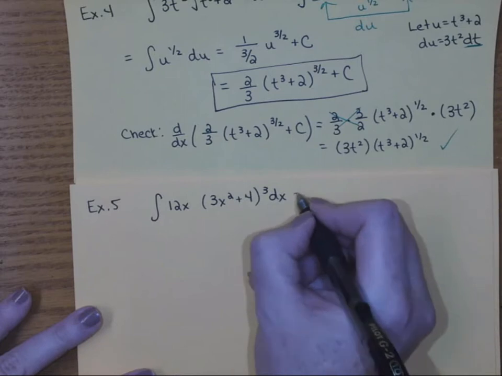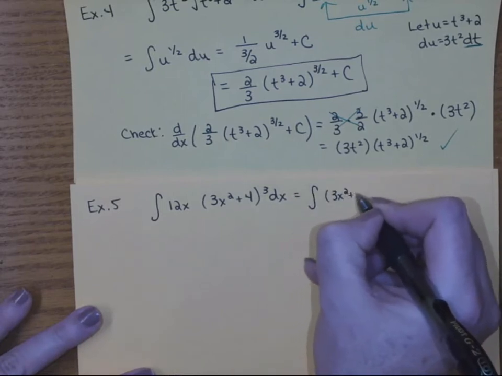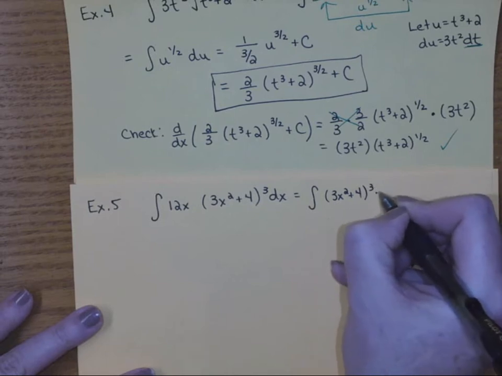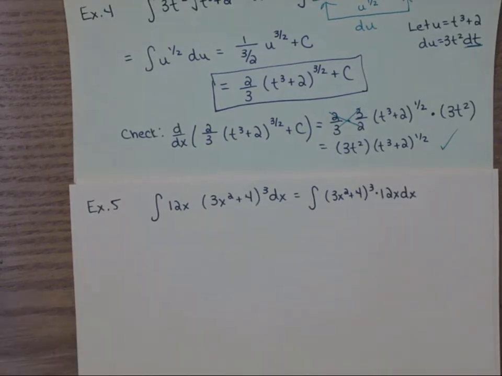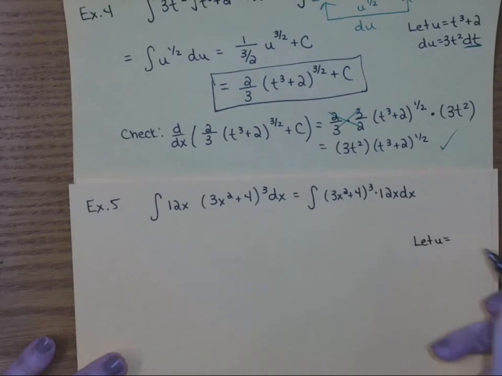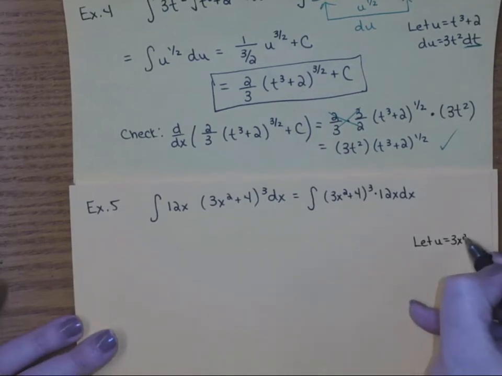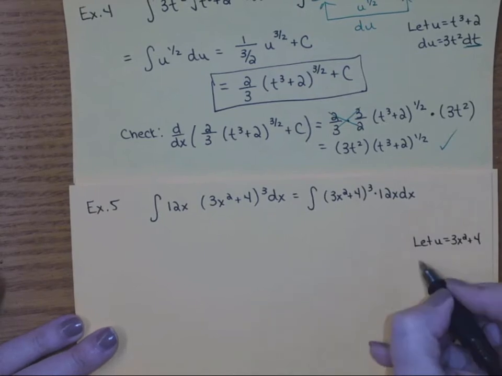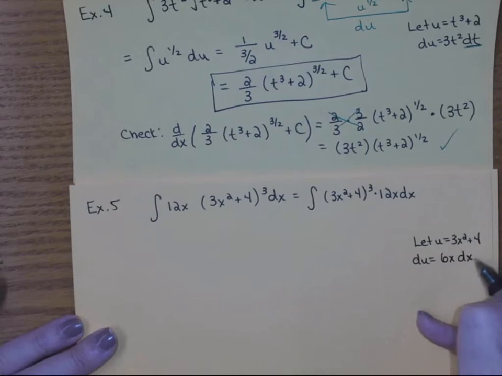So first thing is, maybe we'll rewrite this. We could rewrite this as (3x squared plus 4) cubed and then times 12x dx, if you like it that way better so that the pieces are kind of separated out. So what would I likely make my u? Remember, you make the u the inside function. So the inside function is clearly 3x squared plus 4. So if I find the derivative of that, I get 6x dx.